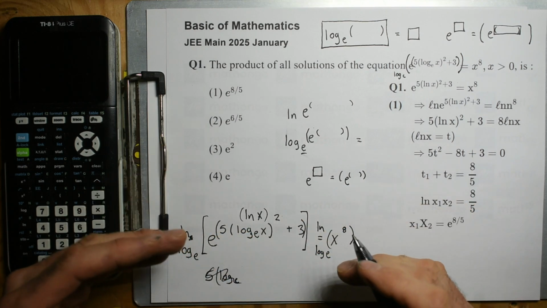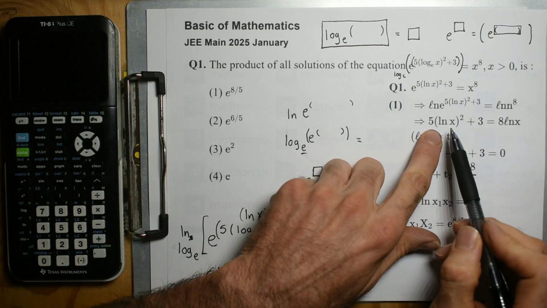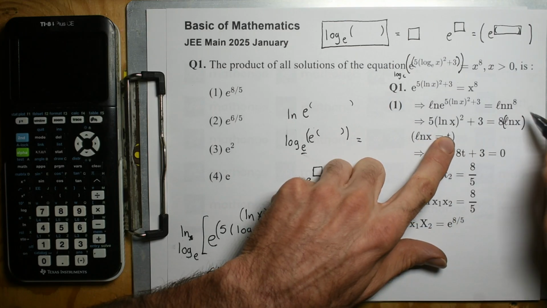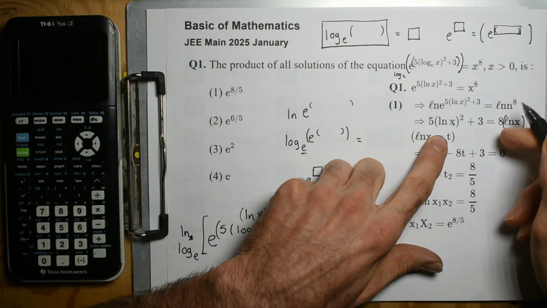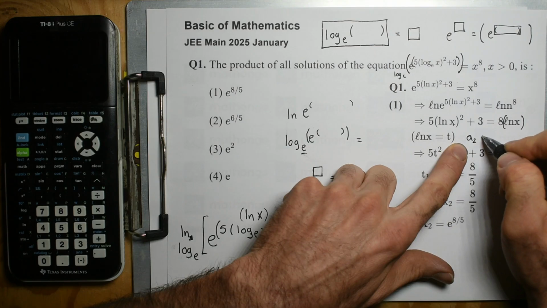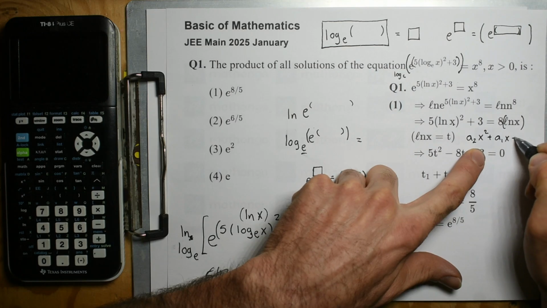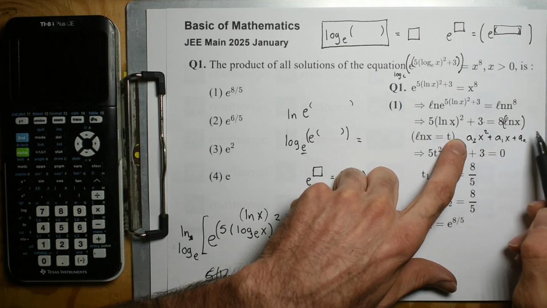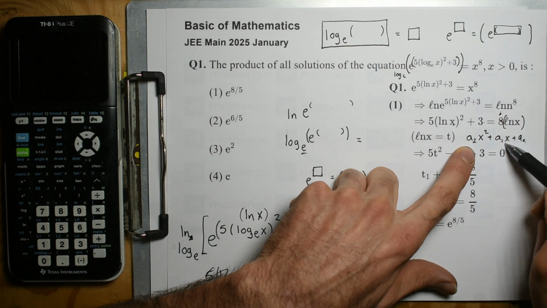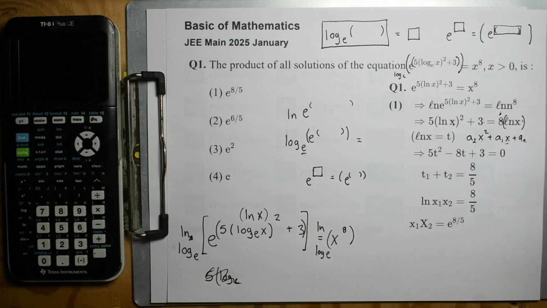And once we get everything on the same level, we're going to notice that we have an ln x squared and an ln x right here, and then a constant, which is very similar to a2x squared plus a1x plus a naught. A naught is our constant. A1 is the value of 8. Our x is ln x. Our x squared is ln x squared. And so that's kind of what we have.